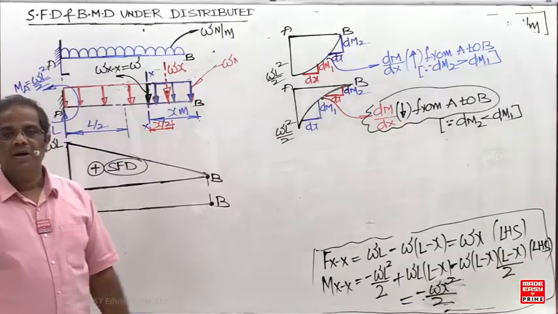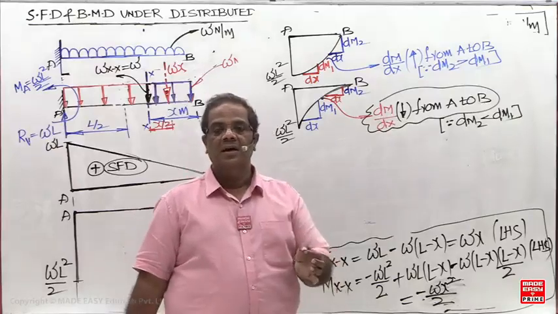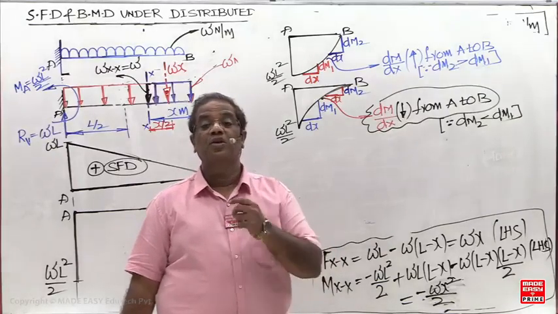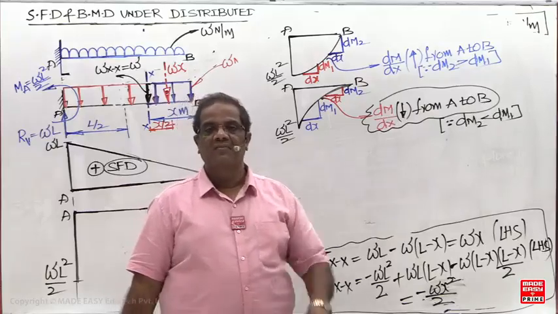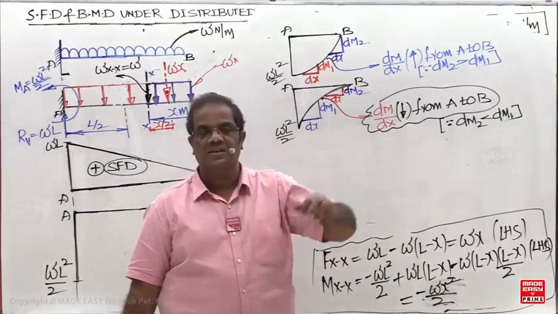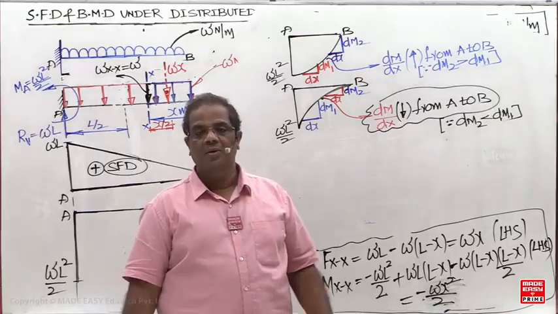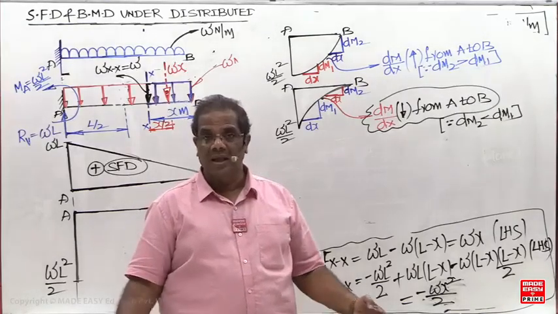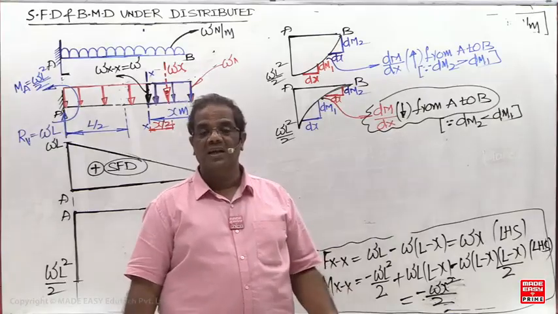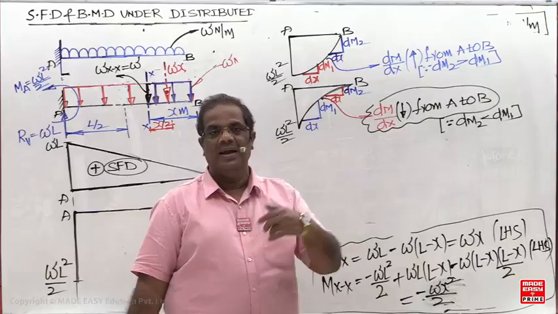Then which parabola do I have to consider? What have you studied? Shear force equals dm by dx. When shear force is constant, slope is constant. When shear force is 0, slope is 0. When shear force increases, slope should increase. When shear force decreases, slope should decrease. F equals dm by dx.